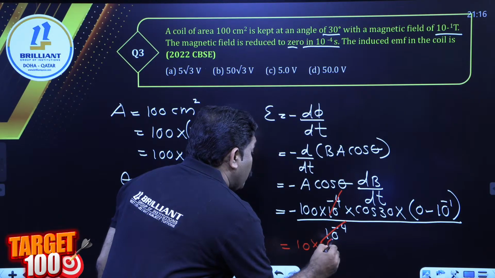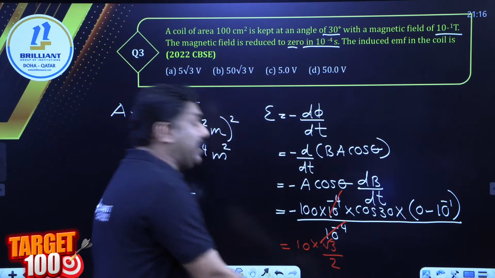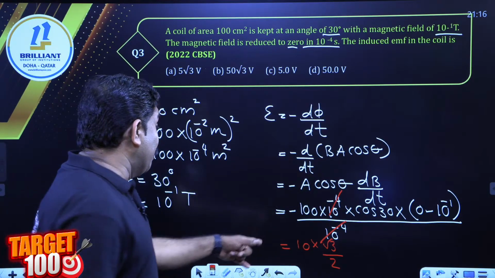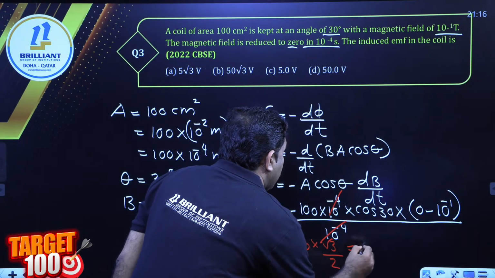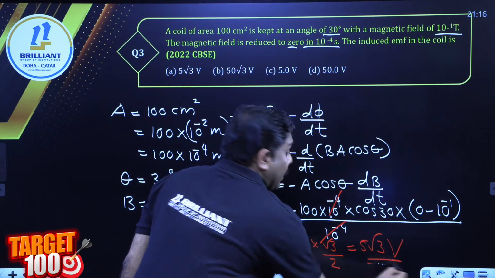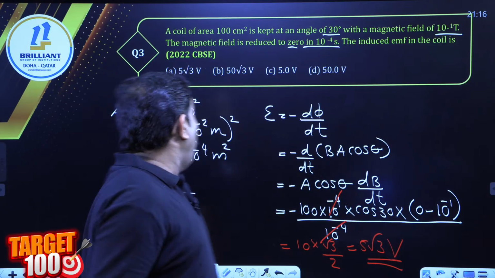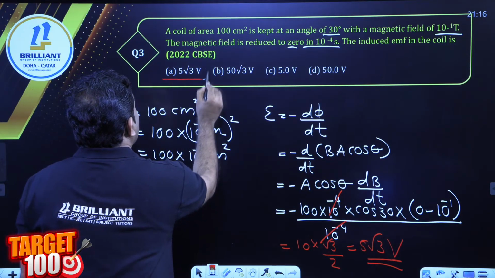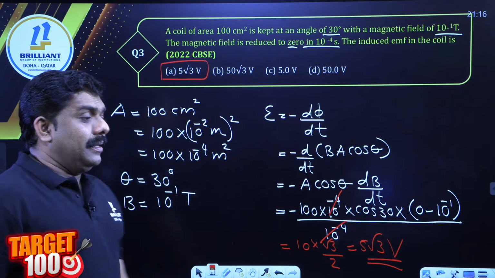Cos 30 is root 3 divided by 2. And 10 by 2 is 5. So the answer will be 5 root 3 volt. So the right answer is actually option A. 5 root 3 volt is the right answer.